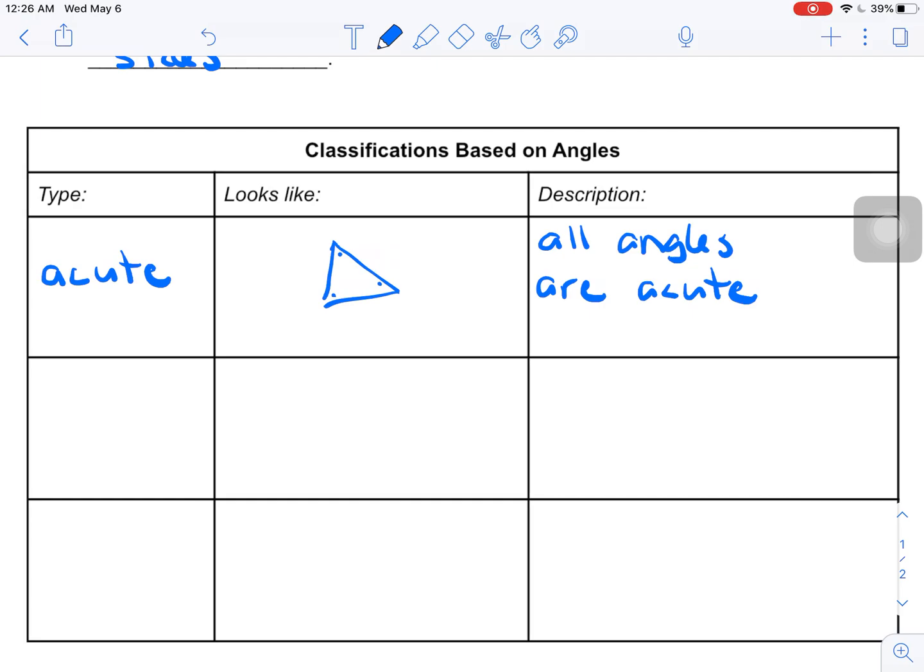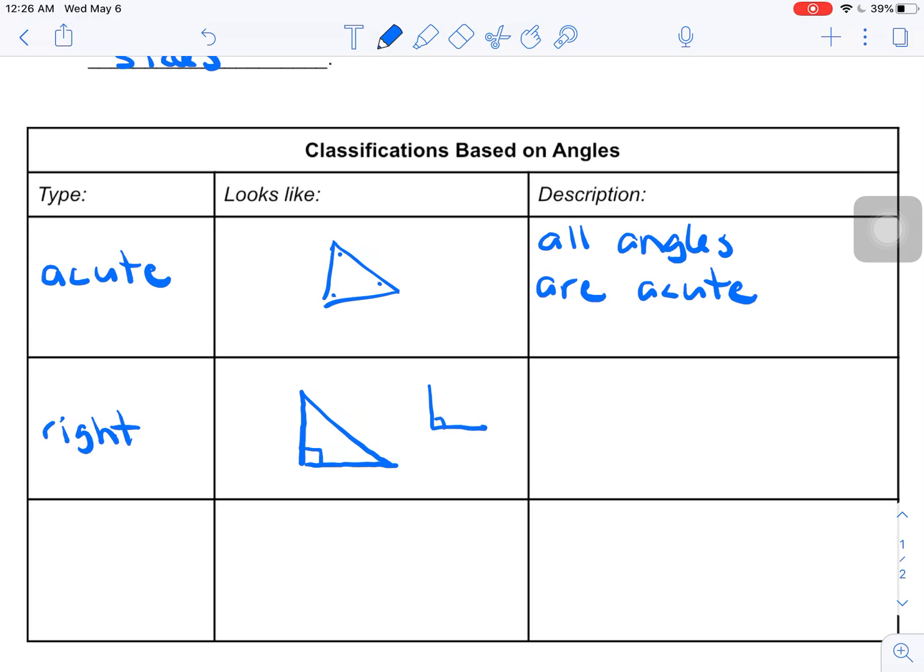I could take one of my angles and I could make a right angle in my triangle. Then it would look like this. That is called a right triangle because it has a right angle in it. Now the thing with the right triangle is it can only have one right angle, and then the other 2 angles have to be acute angles. If you think about it, I'm going to draw this to show you, but then I'm going to erase it.